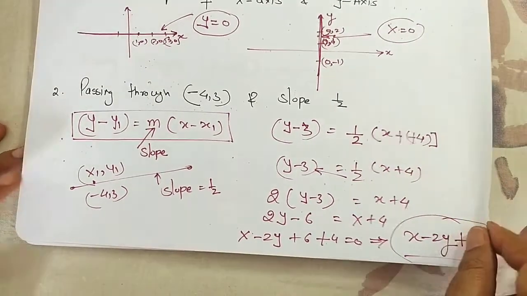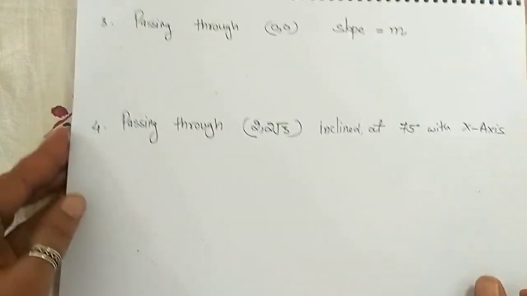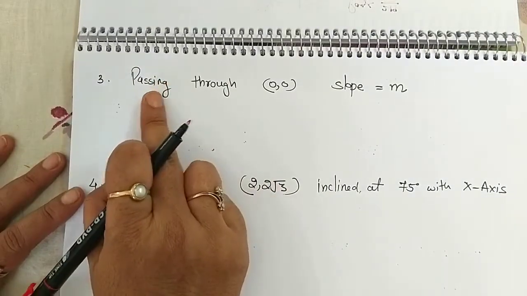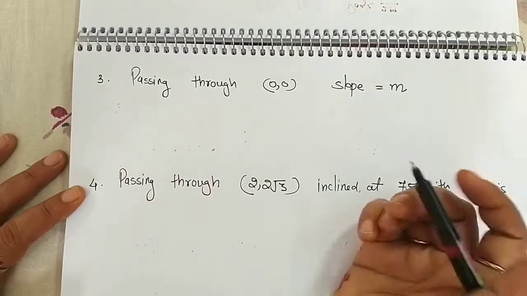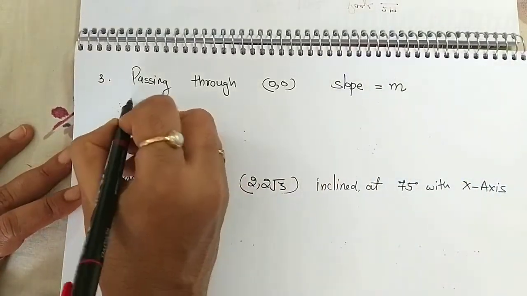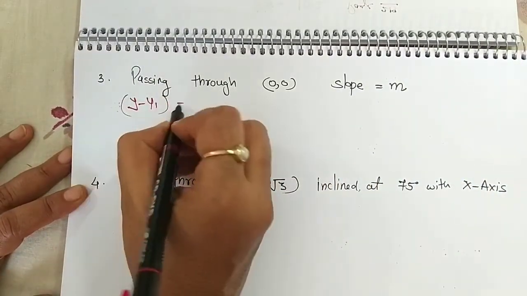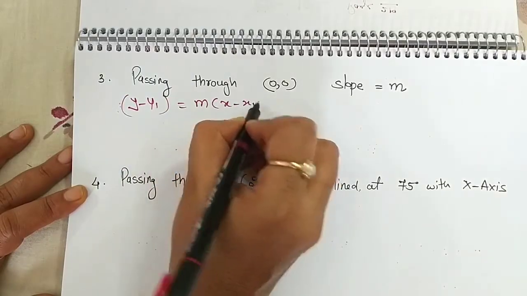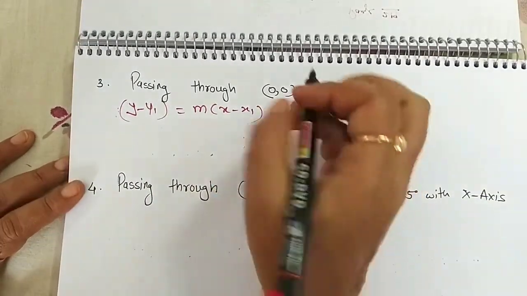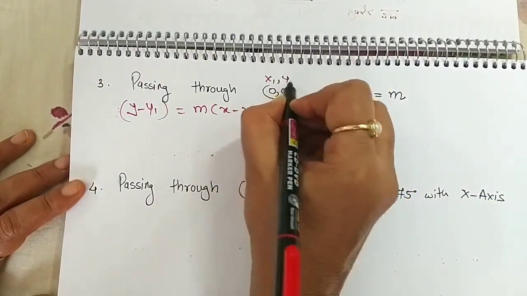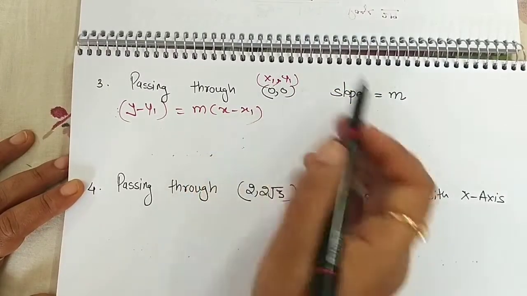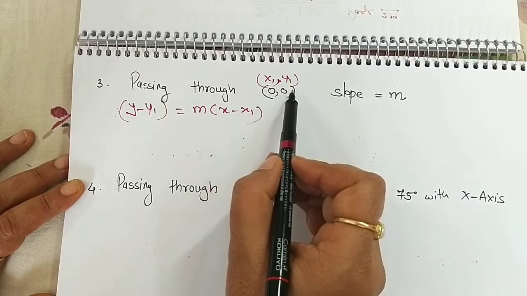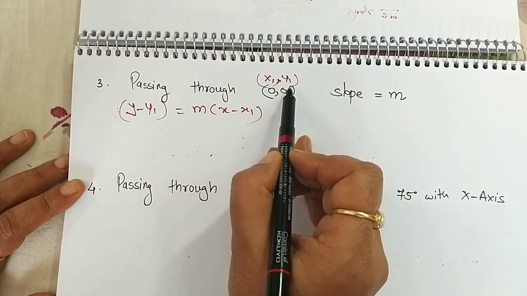I hope you understood. The next question says: third, a line is passing through (0, 0) and slope is m. This is very easy. The same equation we will apply: y minus y1 is m into x minus x1. The point is given, suppose this is (x1, y1). Remember, the point is always taken x first, y second. Never ever take y first and then x. Always take x first and then y.